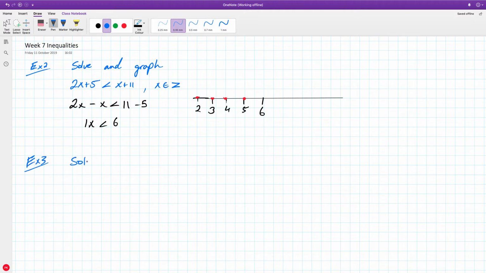Good stuff. Right, have a go at this one. Solve and graph this: 2 bracket x plus 4 less than 2 minus x. Same thing again. Solve it and graph it. Oh, sorry. X is an element of R.